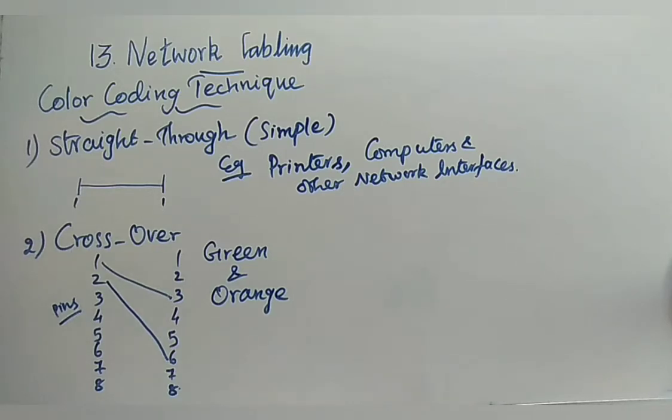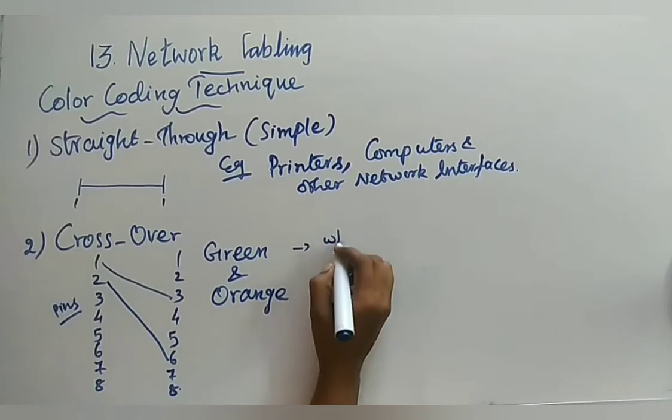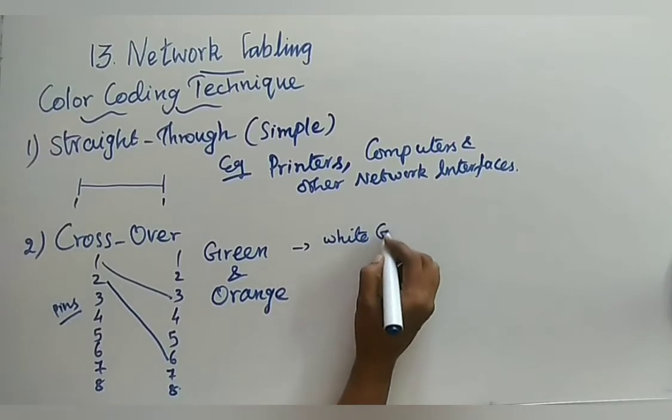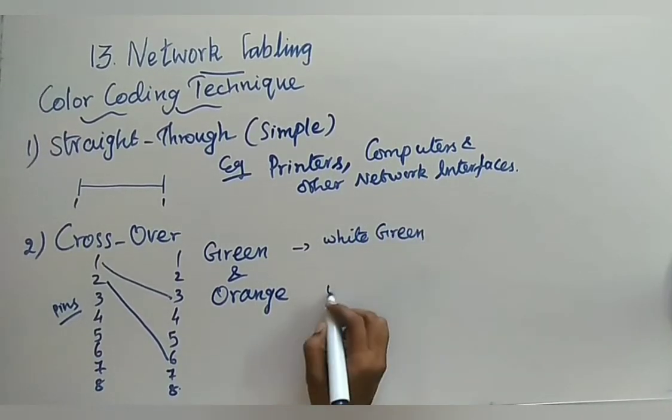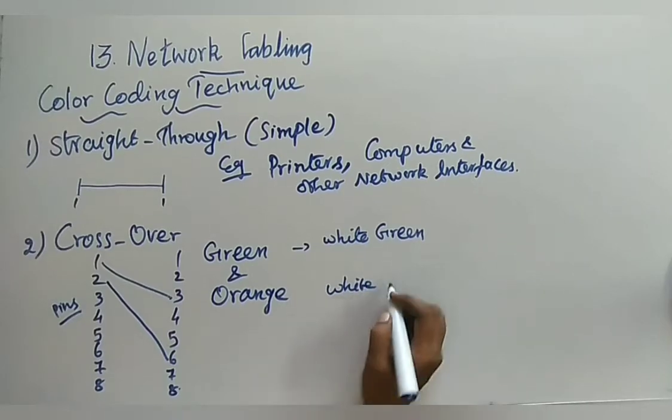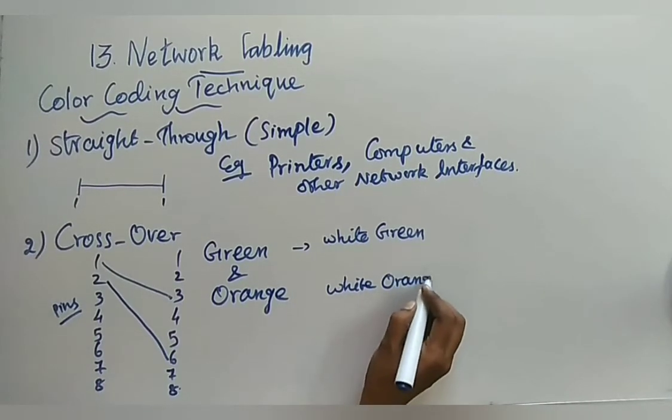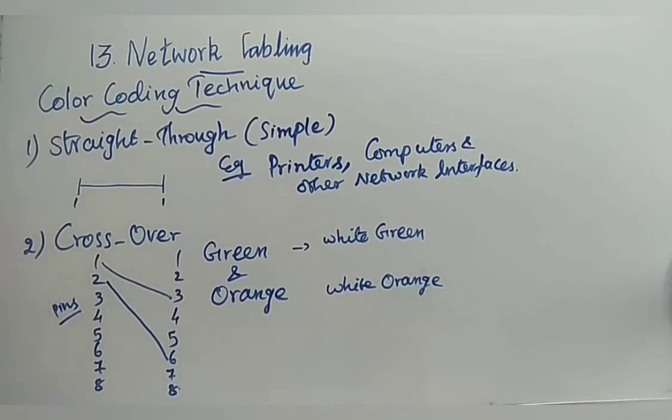Next it is your white green, and here you will be having white orange. So these are the set of wires involved in the transmission of the information, the transmission of data.